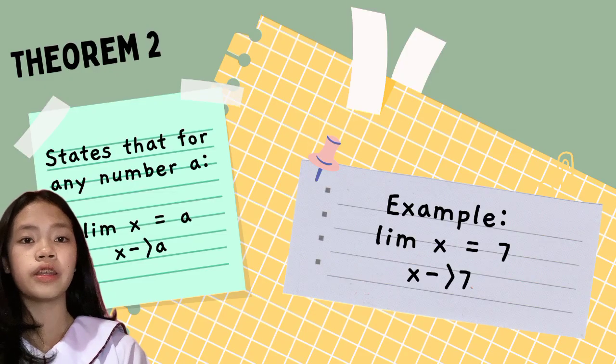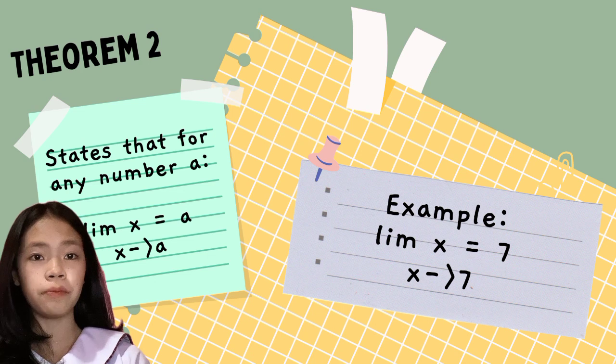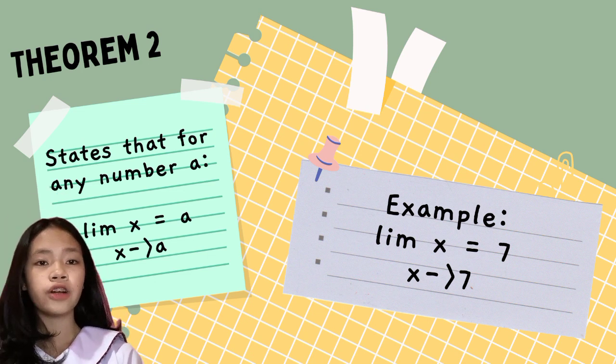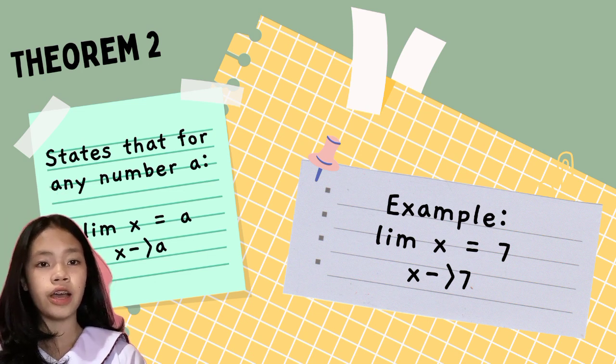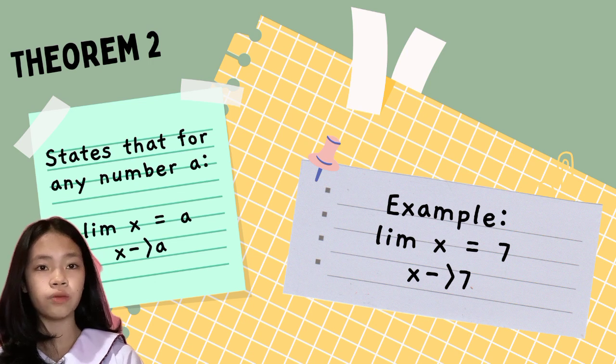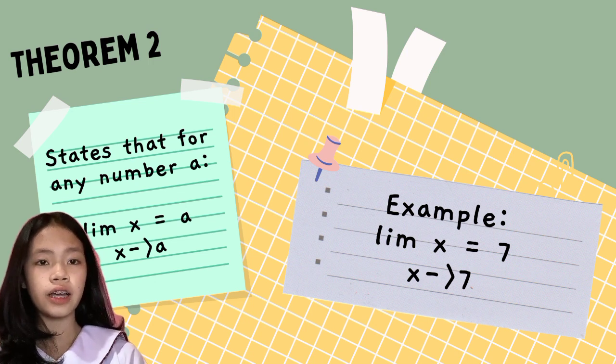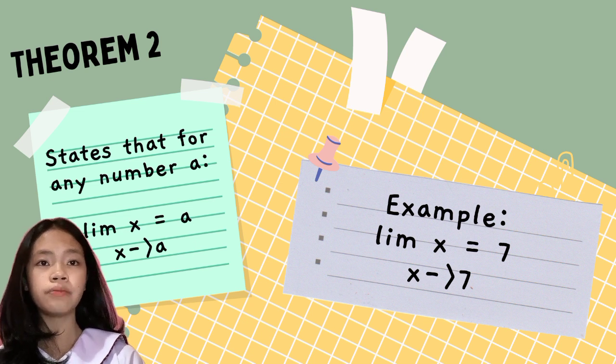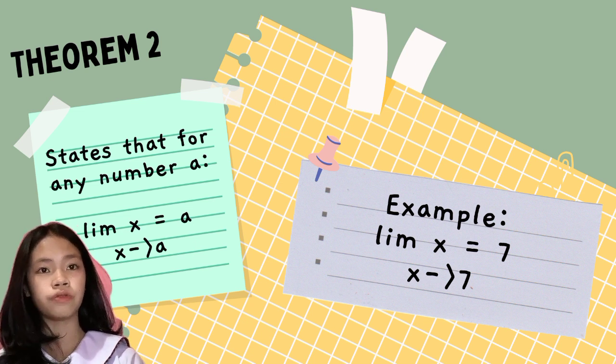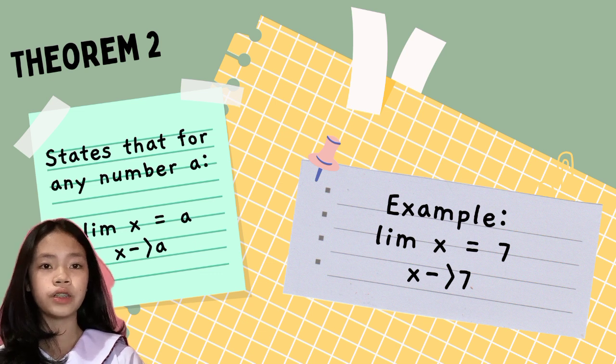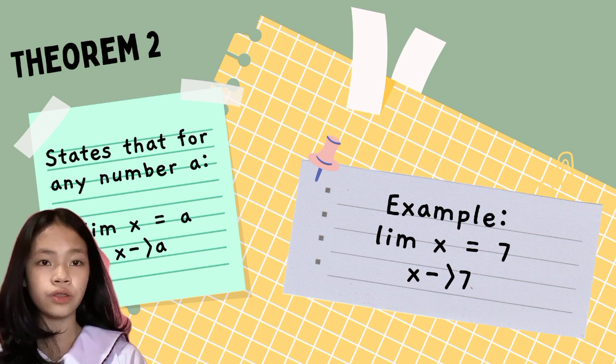Now that we're done with Theorem 1, I'm going to teach you Theorem number 2. It states that for any number a, the limit of x as x approaches a is equal to a. That means that x is equivalent to the value of a. For you to understand it better, I've prepared some examples. Let's have this equation: the limit of x as x approaches 7 is equal to 7. The value of x is equivalent to the value of a, or the answer, which is 7.